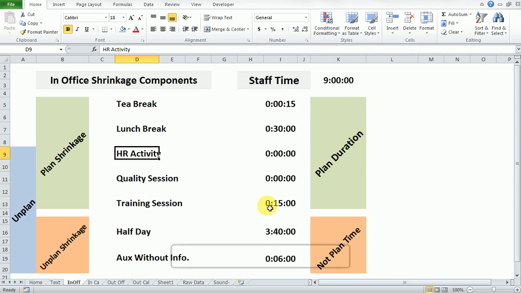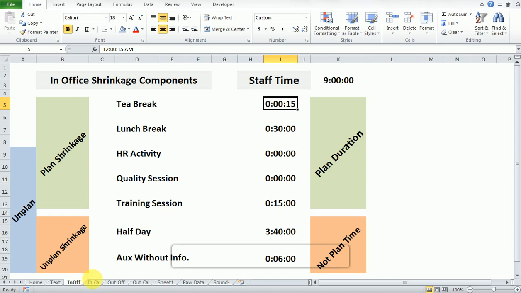Okay, so now unplanned shrinkage. An immediate requirement of half day will be called unplanned shrinkage. Without information, if anybody is taking a break, we will call it unplanned shrinkage. So friends, if the HR activity, quality session, training session is not planned and we require it immediately, it will be considered in unplanned shrinkage. If it is planned, it will be considered in planned shrinkage. So here you can check the components for planned shrinkage, in office shrinkage and unplanned shrinkage.